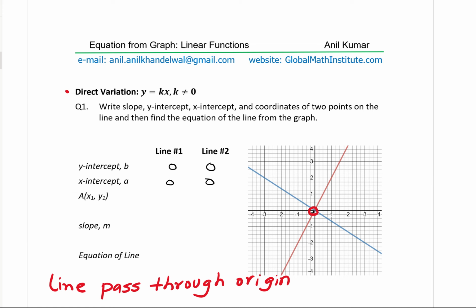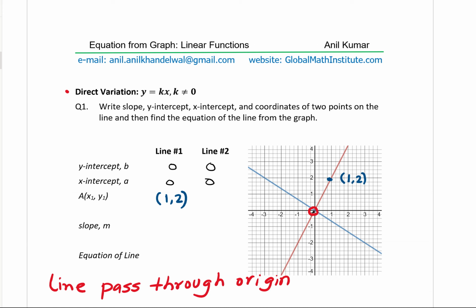So let's take the red line as our first line. I'll call this a point on the red line. The coordinates of this point: the x value is 1, y is 2. So I can write 1, 2, right? So those are the coordinates of our line 1. Let me write down the point as 1, 2 here.